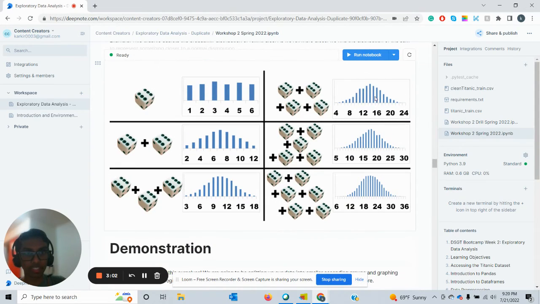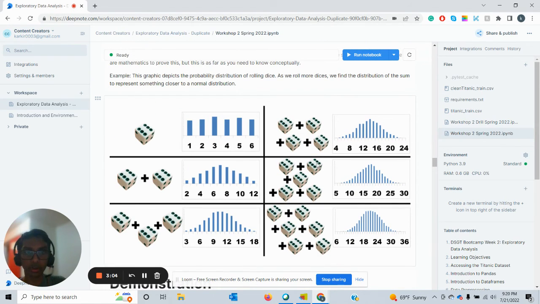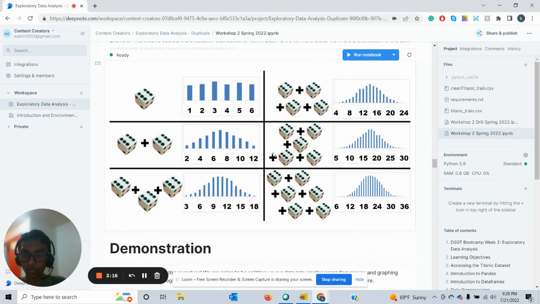This is the power of the central limit theorem, right? So the larger your sample size, the more likely that your distribution of the mean will approach a normal distribution. Now, I know this graphic might sound a little bit confusing, but you'll see this in action in code, which is interesting. So that's what we're going to do in the next video.